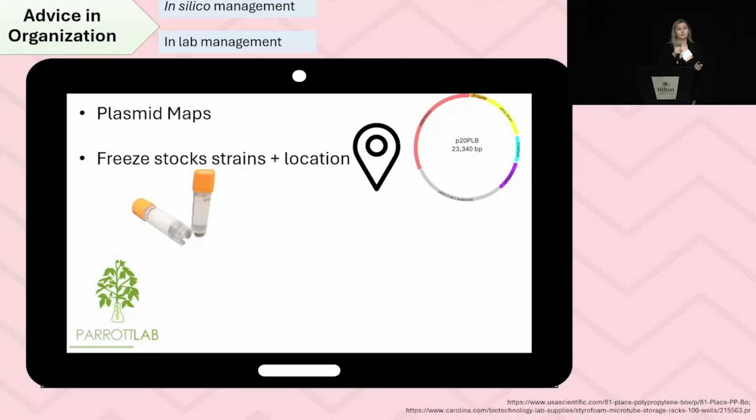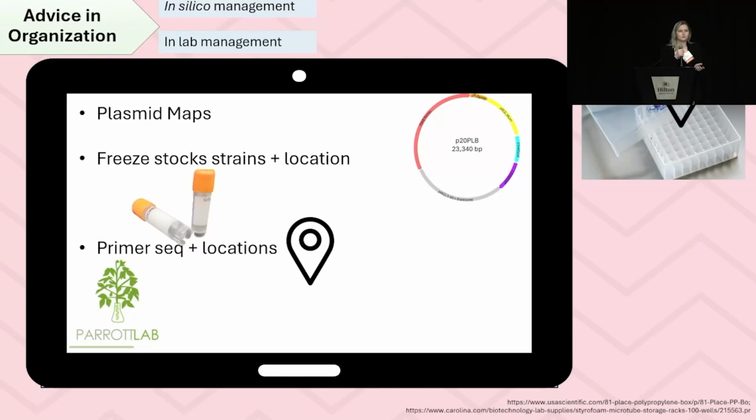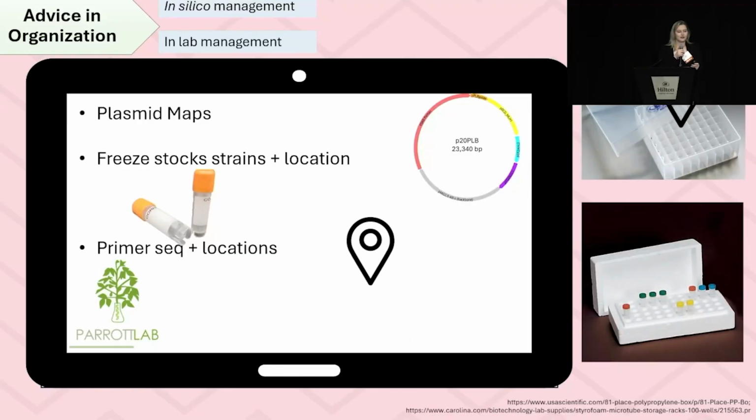Plasmids can be stored in what's called a freeze stock. It's a glycerol stock, and we have the strains that are in our freezers in an Excel online, and we also note their location on our OneDrive as well. And we'll also keep our primer sequences and locations noted online so that no one has to remake a primer.